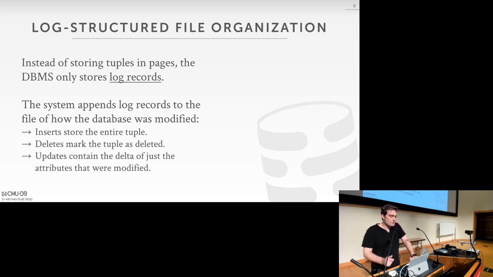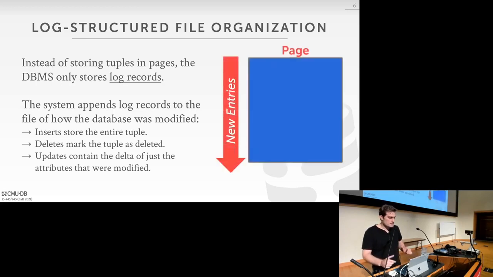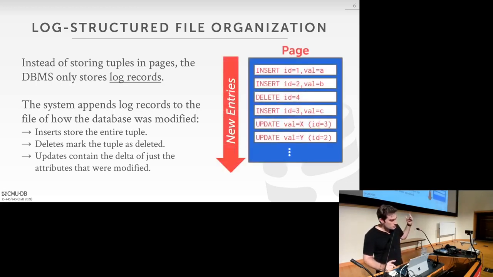So every time, for example, we're going to insert a new tuple, we're going to store that as a log record in a page. If we want to delete a tuple, all we do is we mark that tuple as deleted in the page. And if we want to update something, we just add a log record to the page that specifies the data value that we updated. So what this is going to look like is, again, we're going to have a page, and we're just going to go through and start appending these new entries as we make changes to our data.